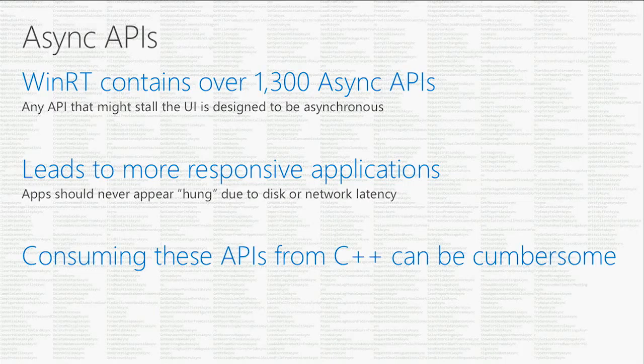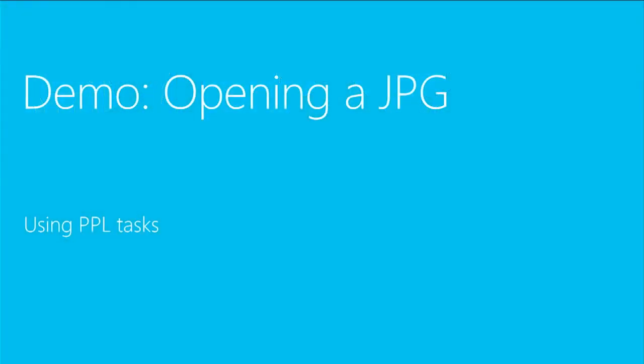But the hard part for us as developers is that using asynchronous APIs from C++ can be a little bit cumbersome. Anyone that's done it will know what I'm talking about. For those of you who haven't done it yet, I'm going to start off with a demo showing you how to simply pick a JPEG and show it in an app. Later on, Eric will show you how we're making that better in Visual C++ this time around.